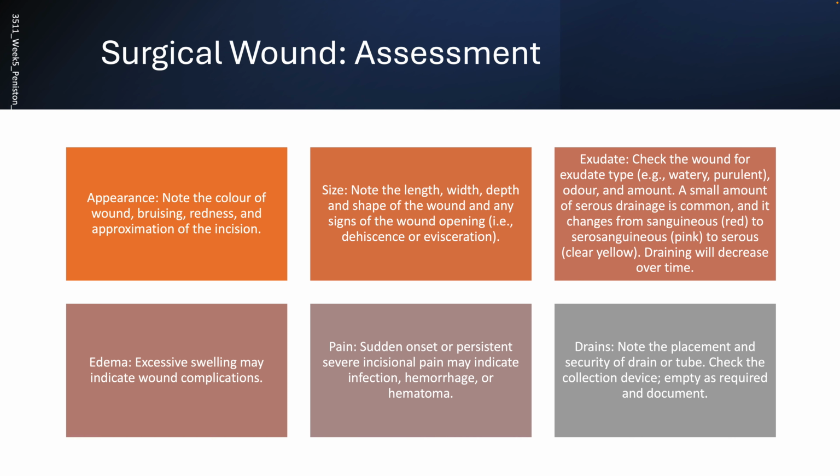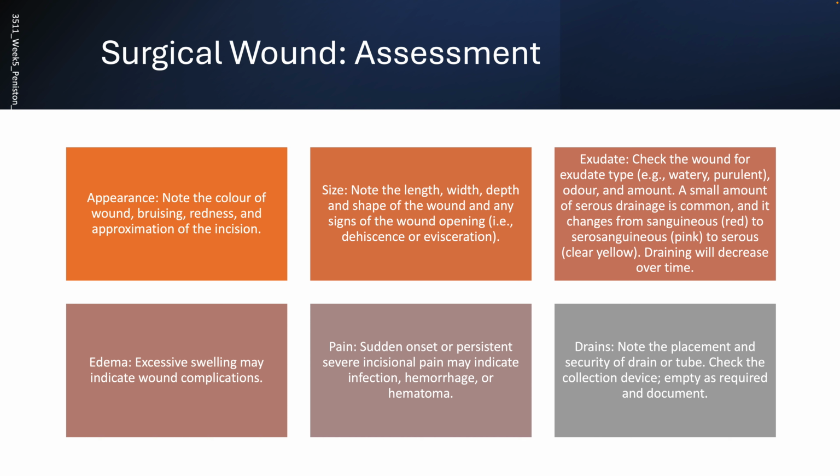So moving on to surgical wound assessment, there are certain things that you need to look at when you're doing your wound assessment. If we start at the top left, the appearance. Note the color of the wound. Is there any bruising, redness, and approximation of the incision? That means, are the edges well approximated? Are they together? The size: note the length, the width, the depth, and shape of the wound and any signs of the wound opening. This is talking about dehiscence or evisceration, and this is where you would measure the wound with a tape measure.